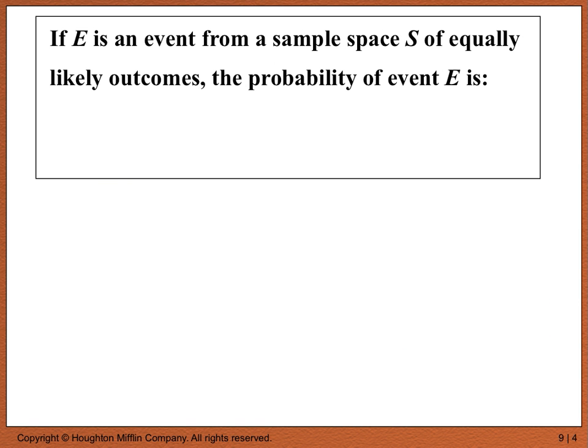Now let's put all that together into a formula, which you probably already learned in Algebra 2. The basic formula for probability with a numerator and a denominator, it's this. The probability of an event equals the number of outcomes in the event space divided by the number of outcomes in the sample space. That's what this basic formula means.